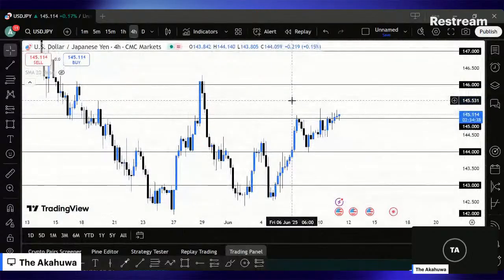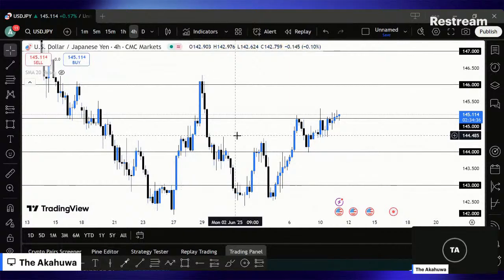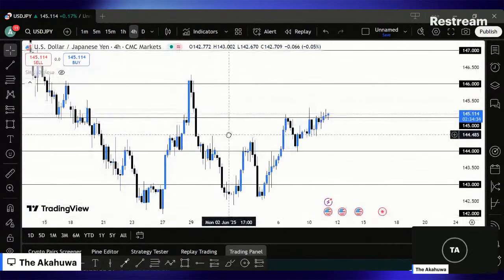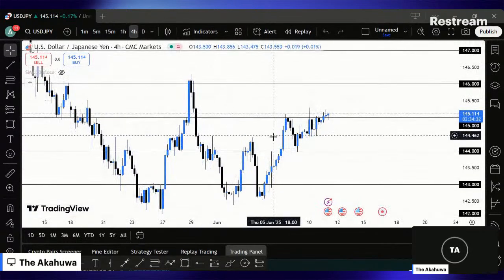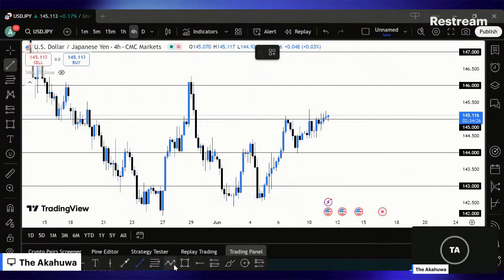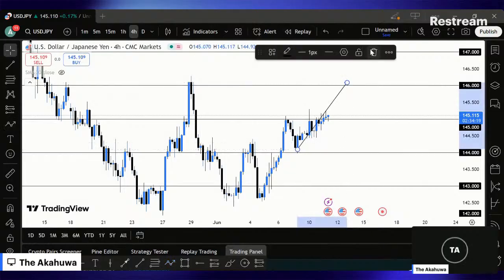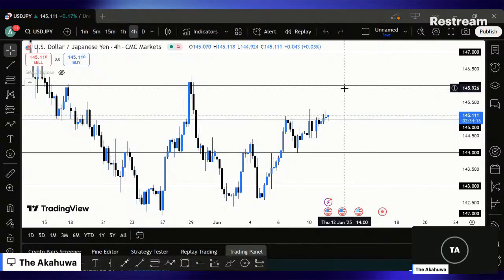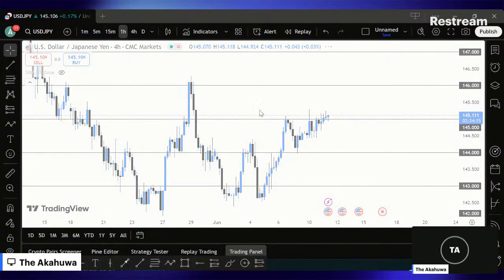So USD JPY. What I'm seeing on USD JPY, my eyes have been on it lately too, is this buy keep going up to this level. The distance between here and here is 100 pips. Let's drive down.